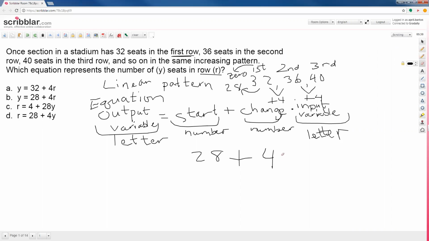I'm going to rewrite this variable. It's just written kind of weird. When I write with a mouse, it can sometimes end up looking weird. So then we only have one variable left. What other letter did they tell us to use that we haven't used yet? Good, the letter Y. So Y equals 28 plus 4R is our correct equation.